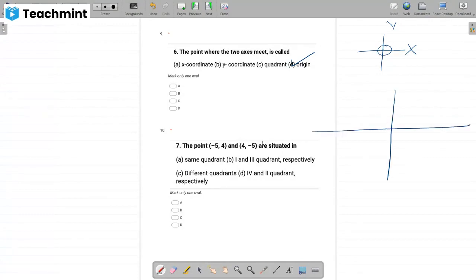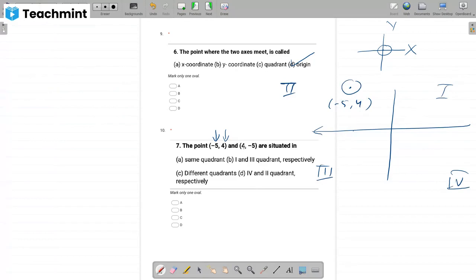So we will see where this minus 5 comma 4 is. The first value is always the value of x and the second is always the value of y. Here x is negative, so x is on the negative axis, and y is positive, so this point minus 5 comma 4 is in which quadrant? First, second quadrant. Okay, this is our third quadrant and this is our fourth quadrant.